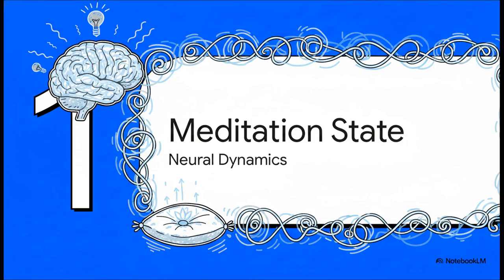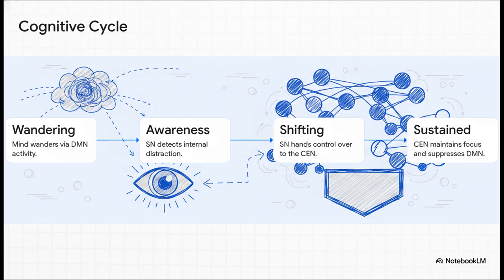Section 1. Neurodynamics of the meditation state. Okay, let's shift our focus from the basic architecture to the deliberate, top-down neurocognitive control that you initiate the very second you sit on the cushion. We can map the precise cognitive cycle of focused meditation using Hasenkamp's four-stage model.